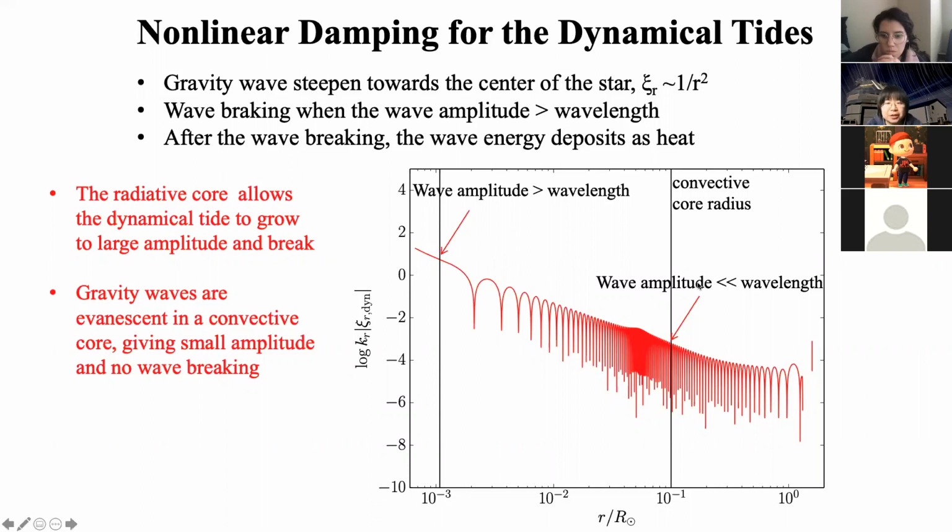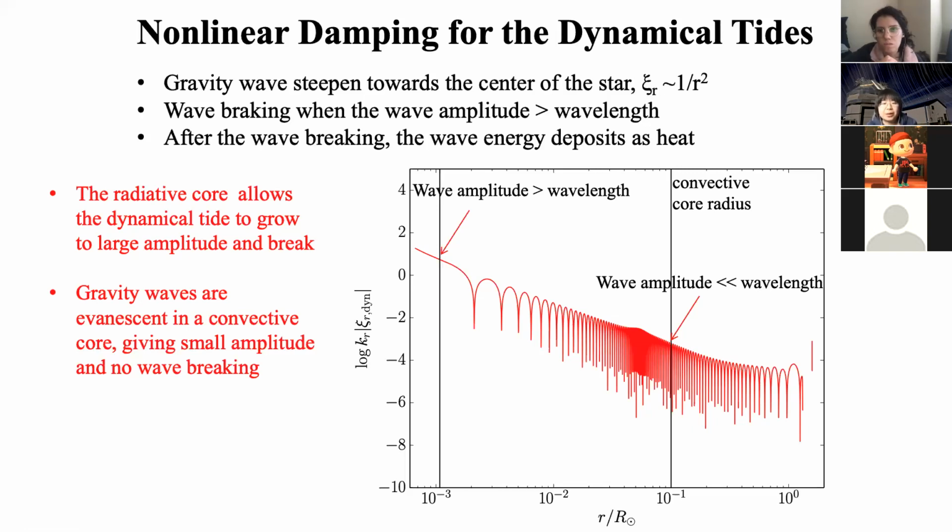Now let's assume a star has a convective core, in the region from radius equals 0 to radius equals 0.1 R star. Instead of the mode damping at r equals 0.1 R star, the wave amplitude here is actually smaller than its wavelength. So instead of the wave breaking, the wave will reflect and form a standing wave. During this process, there is no energy transfer between the wave and the background star. So whether the nonlinear damping works or not depends on the stellar structure.